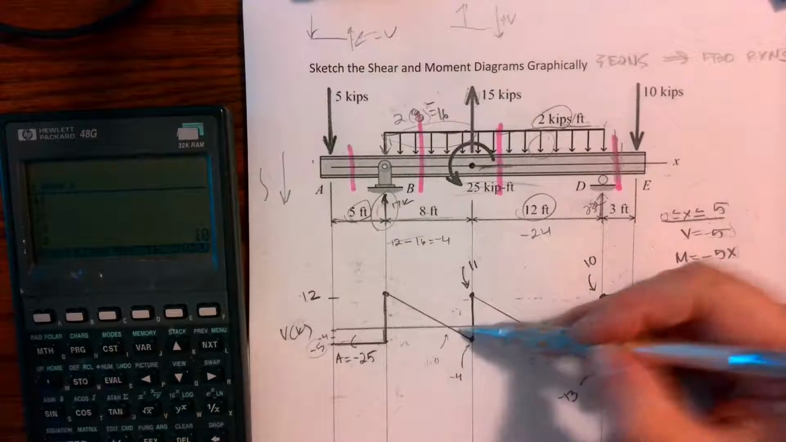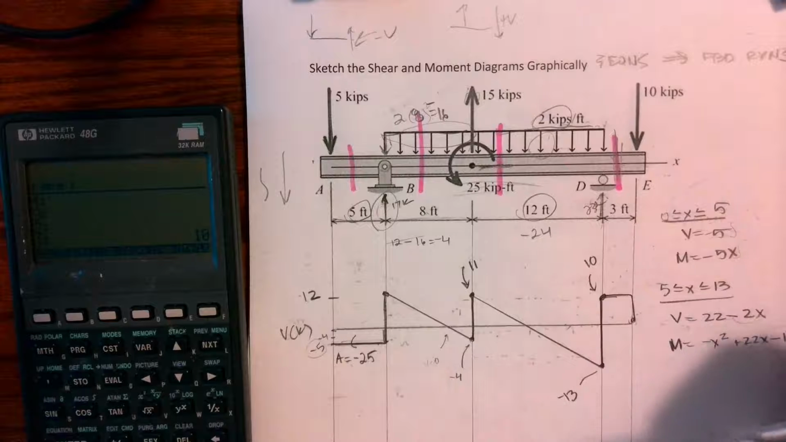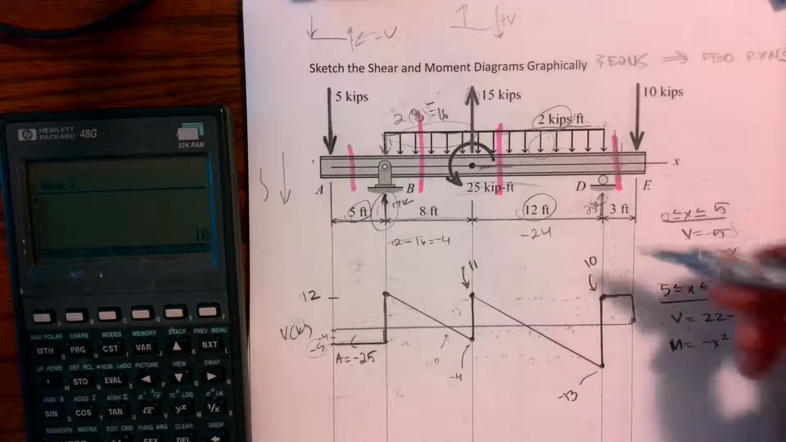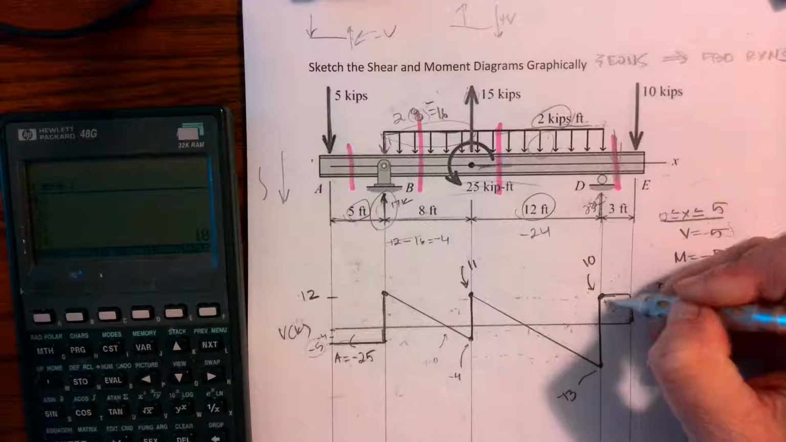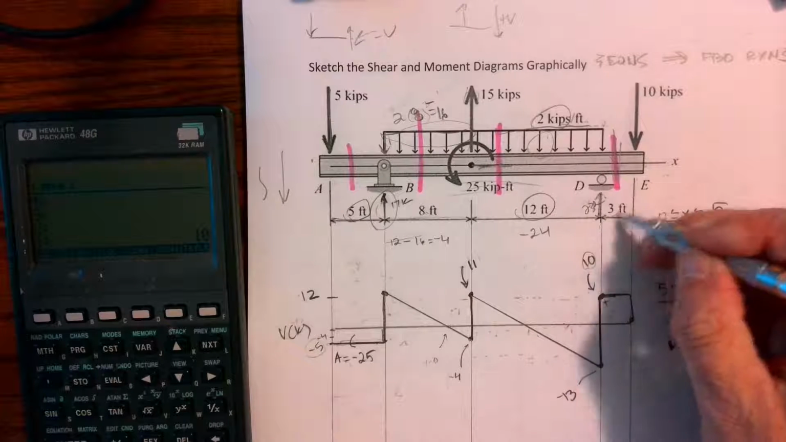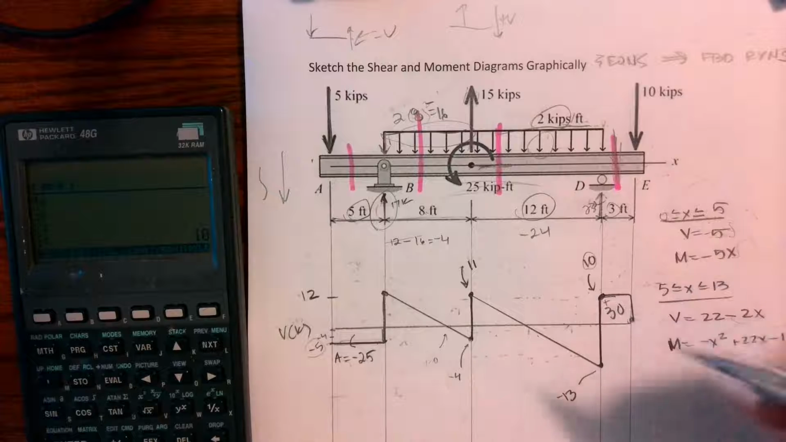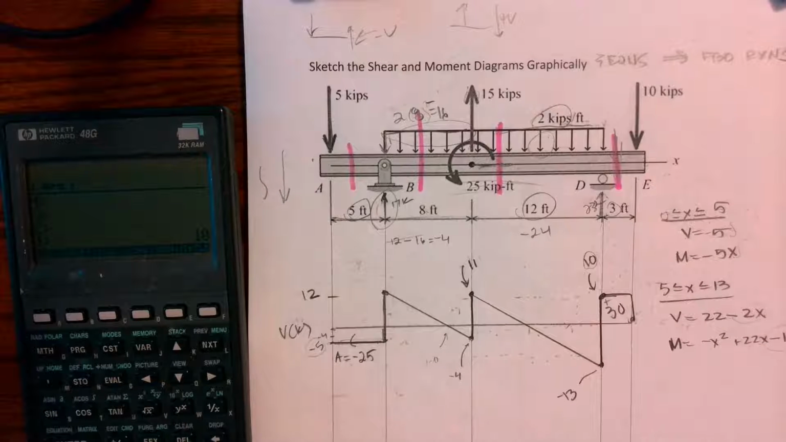Okay. So I need to, and look, I'm going to have to do the same thing over here, okay? And then this one's pretty easy. I have a positive area. It's above, 10 times 3, positive 30, okay? So that's the easy one.